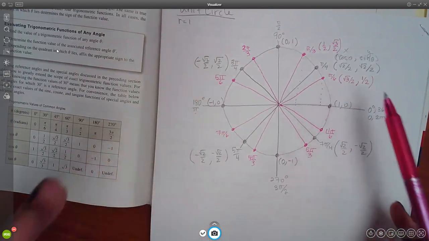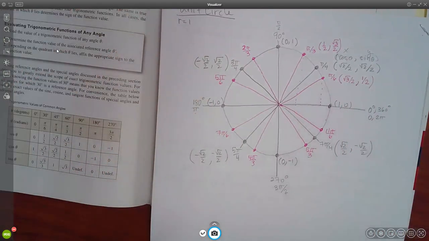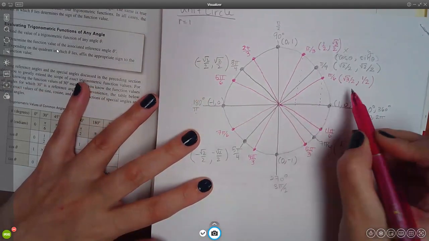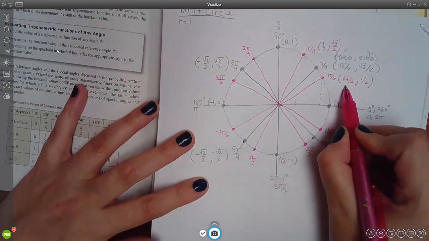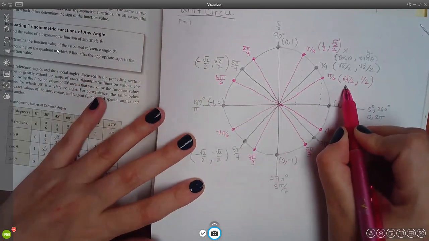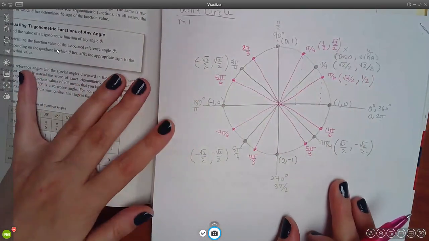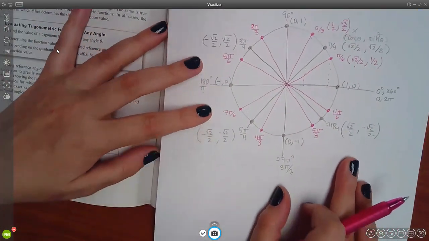Okay. If you ever get confused on which one's supposed to have the 1/2 or the square root of 3 over 2, whichever one is furthest out, that's the one that's going to have the square root of 3 over 2. The other is next. Okay. Now, once you know these, it's just a matter of finding their brothers or sisters, whatever you want to call them, okay?